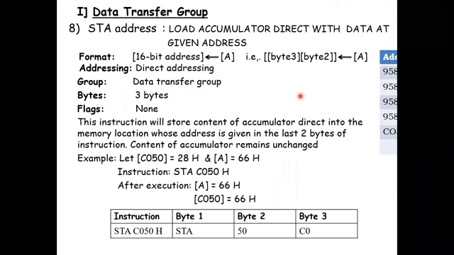Okay, so next is store accumulator content, that is STA. That means we are sending the data A value to the particular address location. So that is direct addressing mode, data transfer group, then 3 bytes, flags not affected. So let C050 is equal to 28, A value 66. After execution of store accumulator content 00C050, A value 66 will be loaded to the C050 memory location.